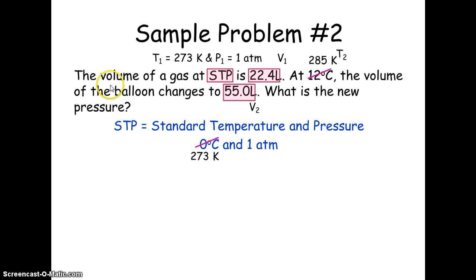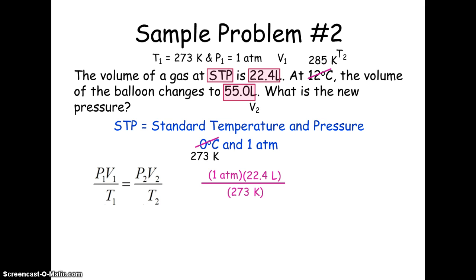So now we want to solve for our ending pressure. We want to solve for P2. We set up our equation. Once again, we don't need to use number of moles. We don't need to use n because that is remaining constant. It's not changing. Plug in the numbers that we have. So we've got 1 atmosphere times 22.4 liters divided by 273 Kelvin. So that's P1 times V1 divided by T1 is equal to pressure 2, what we're solving for, times V2, 55 liters, divided by 285 Kelvin.